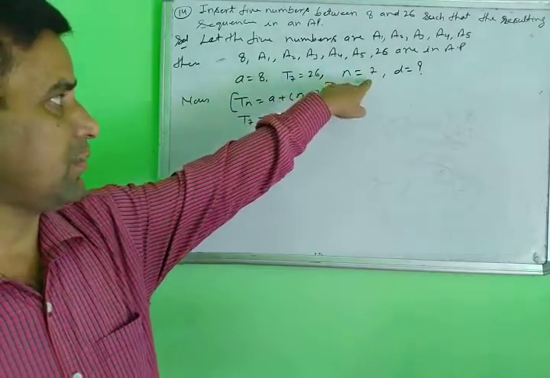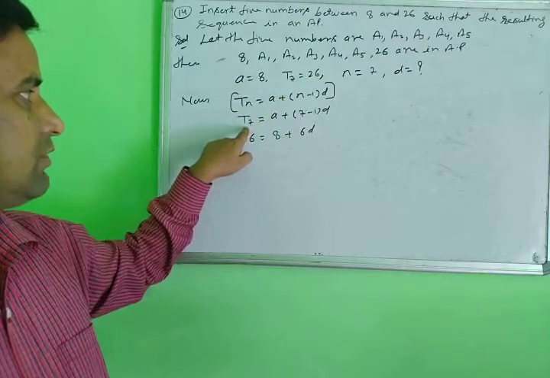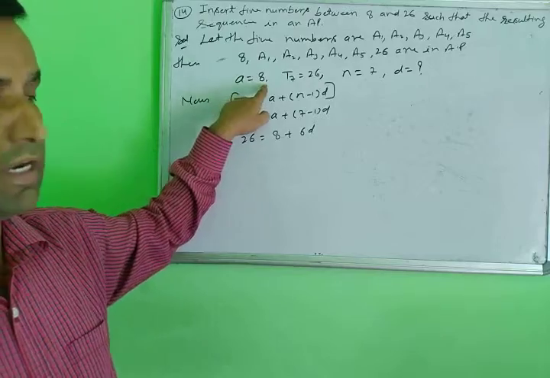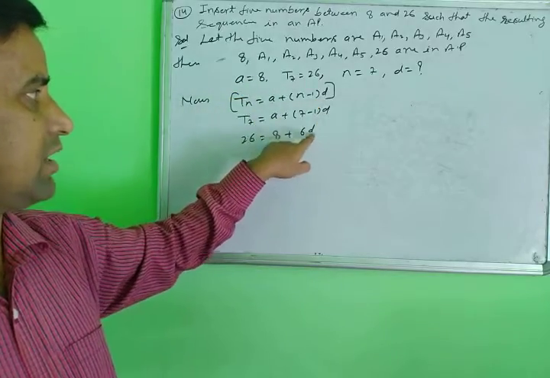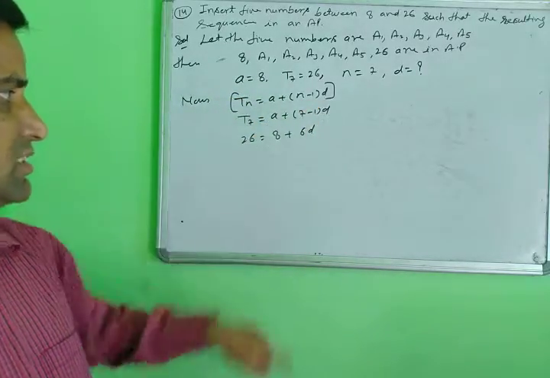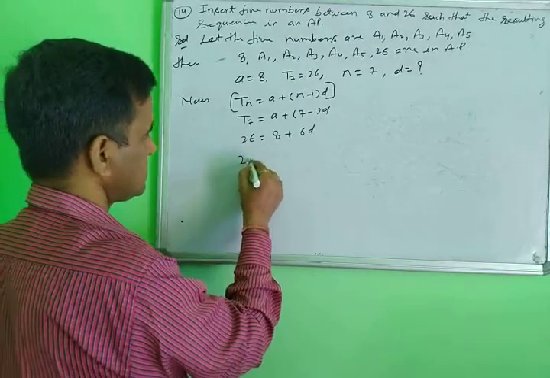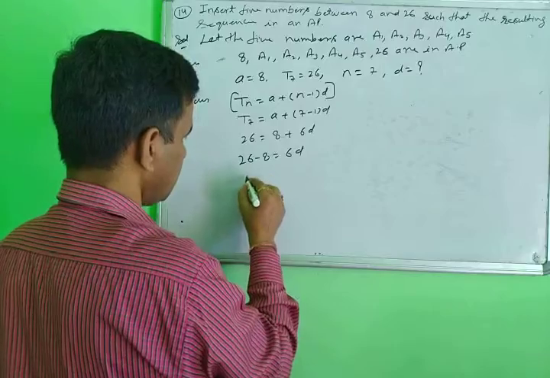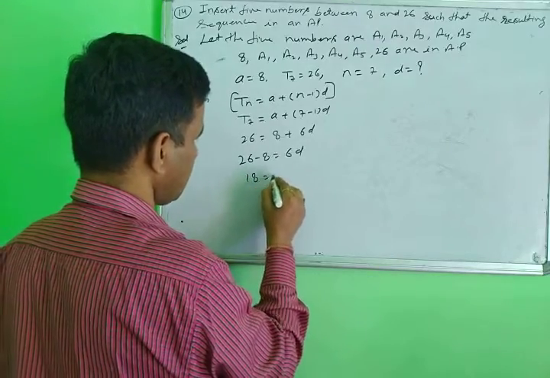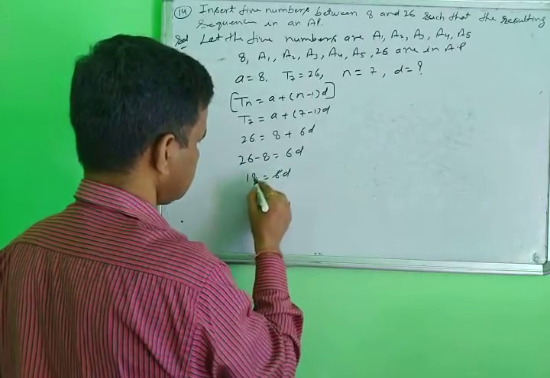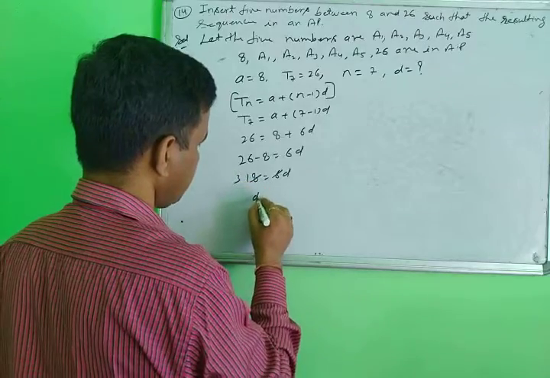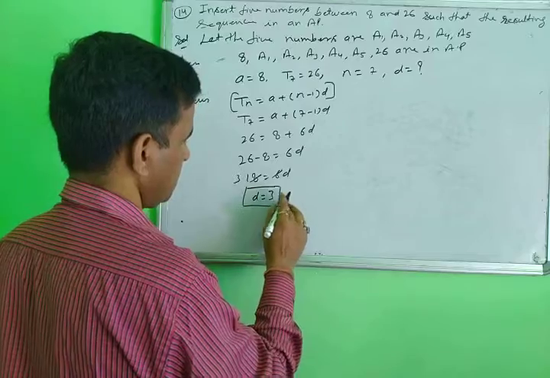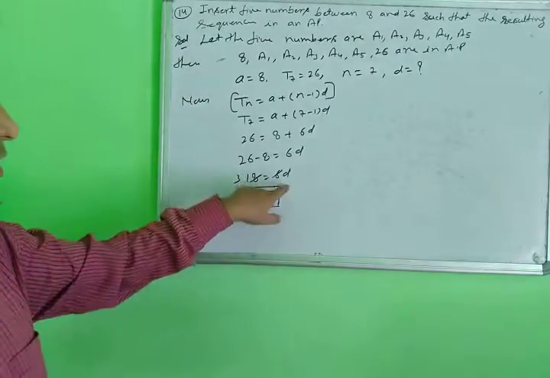N here given is 7. This is the T7. The value of the T7 here is 26. The value of A, the first term, is given as 8. And D you will find here: N minus 1 means 7 minus 1 is 6. Subtracting, 26 minus 8 equals 6D. So 18 equals 6D. 6 times 3 is 18. So the value of D is equal to 3.